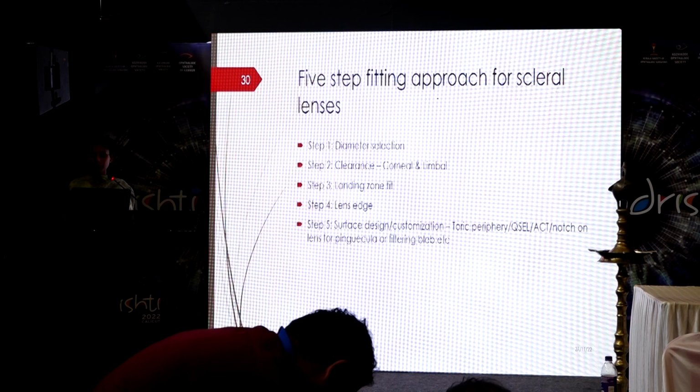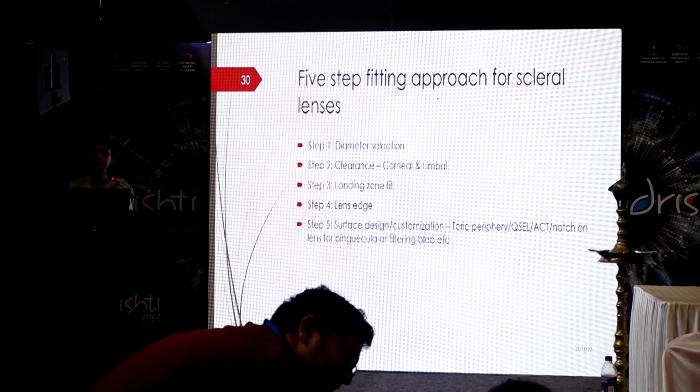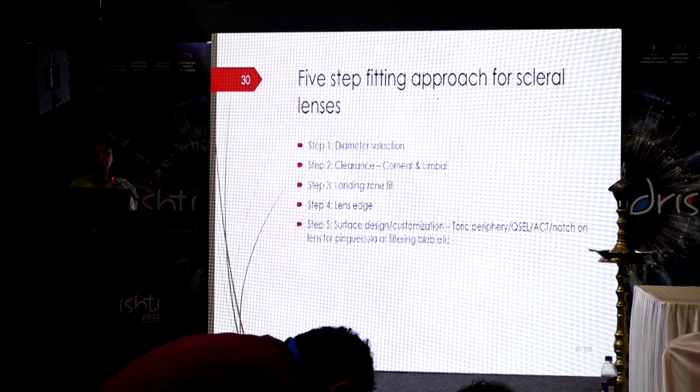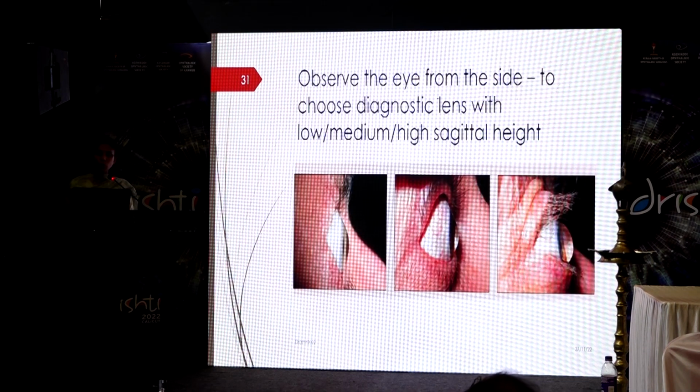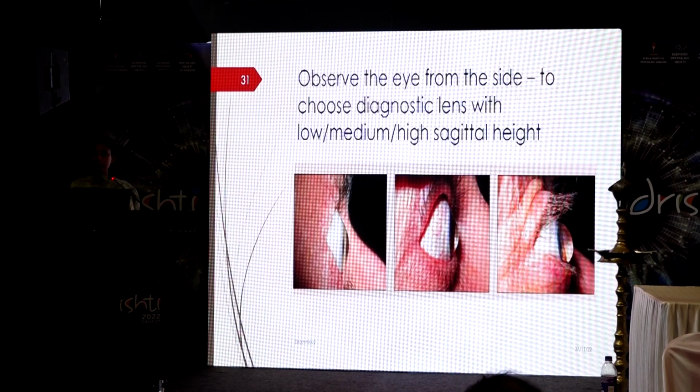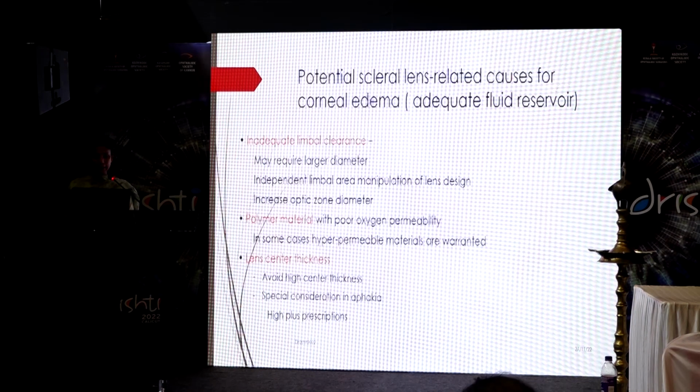You can ask for toric periphery or a quadrant specific edge lift or an asymmetric corneal technology or a notch on the lens in case of a pinguecula or a filtering bleb, which is noticed because it is extending way beyond the limbus. So you observe the eye from the side to choose the diagnostic lens with low, medium or high sagittal height. This is more than enough. Sometimes there is so much scarring over the cornea that topographic picture availability would be questionable. In that case, you just have to look at the profile of the cornea and choose your lens from the trial kit.